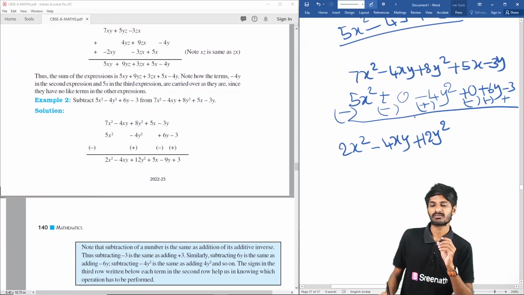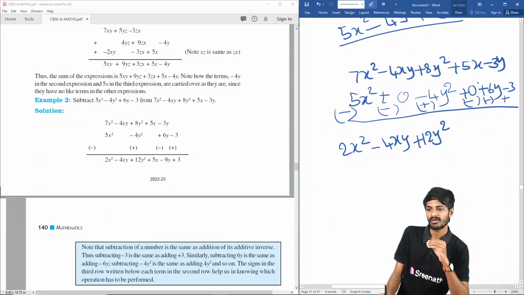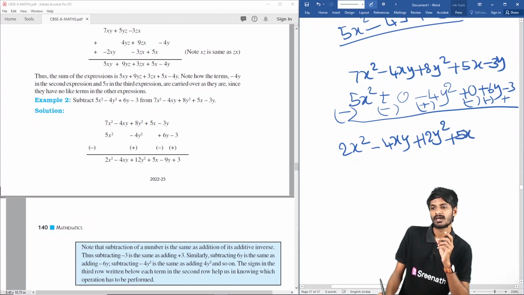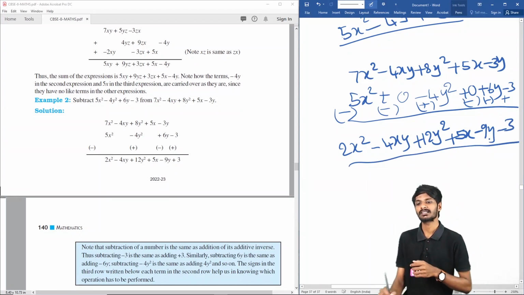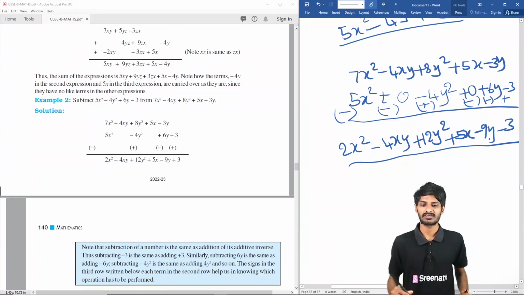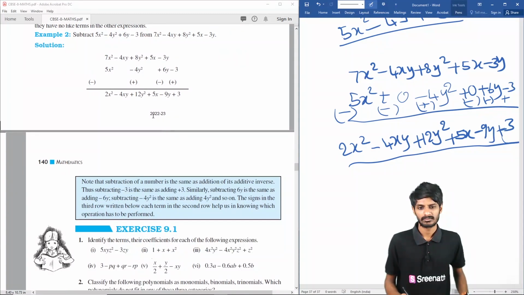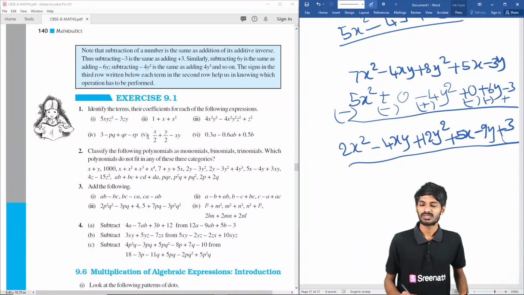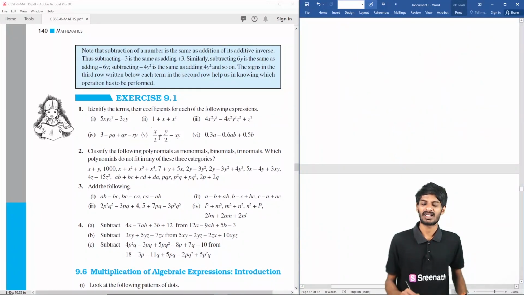8y square plus 4y square is 12y square. And 5x plus minus 0, it is plus 5x. And it is 3y, and here it is minus 6y, so it is minus 9y. 6 plus 3 is 9. Next it is minus 3. So this is the resultant of subtraction, students. Like that we have to do. Here it is plus, no? So that is the way of adding and subtracting, students.